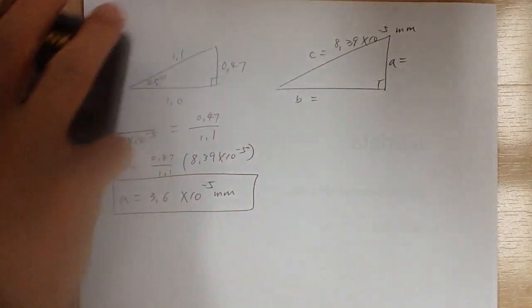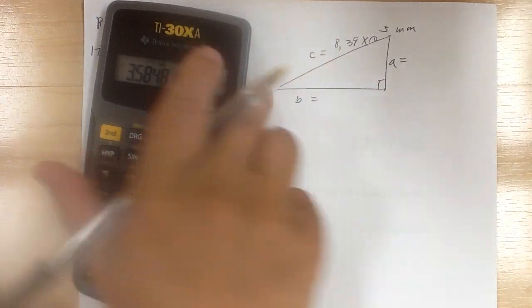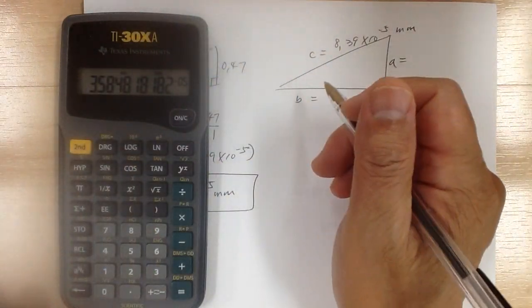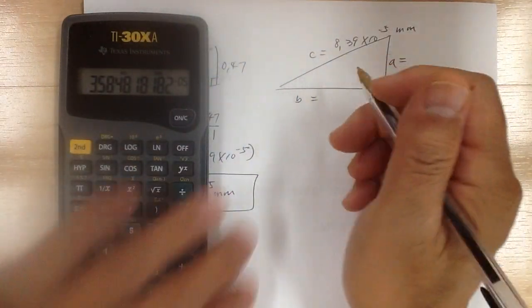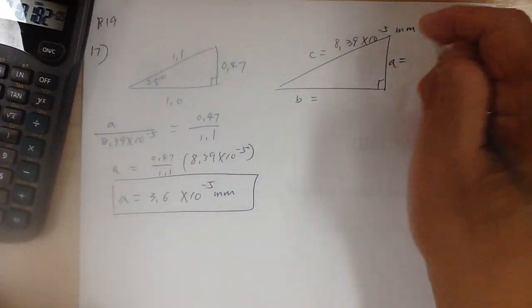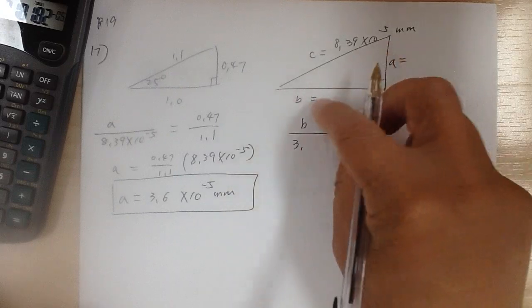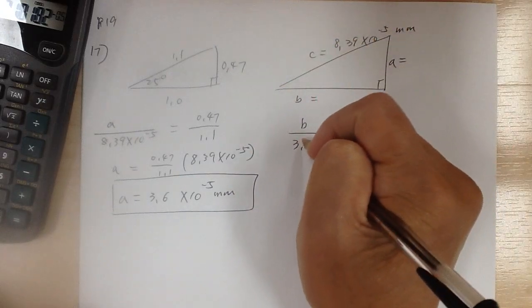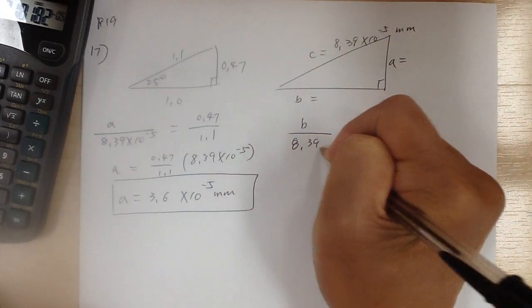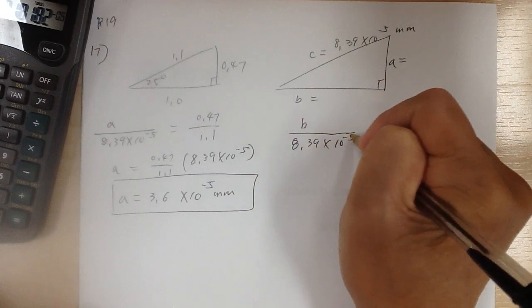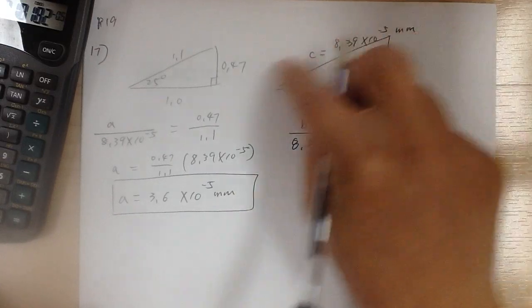It's kind of nice that the answer comes out in scientific notation already. And that takes care of the A. For B, you do the same thing. So B over 8.39 times 10 to the negative 5, so this over this will equal this over this.